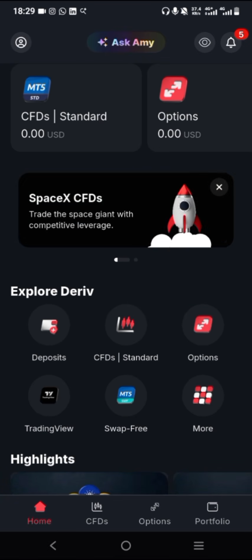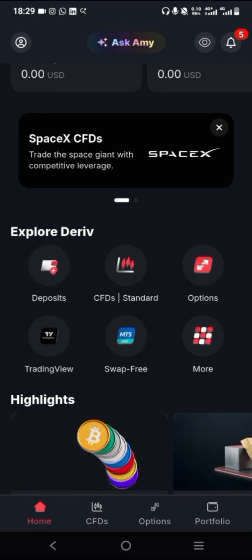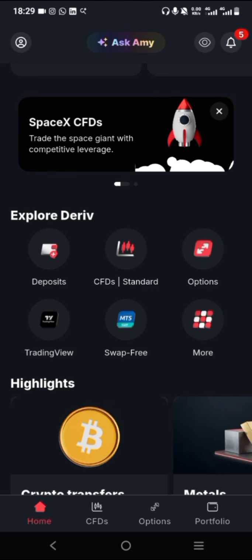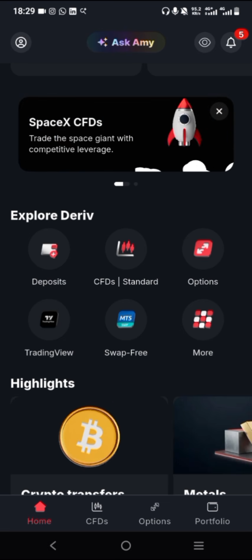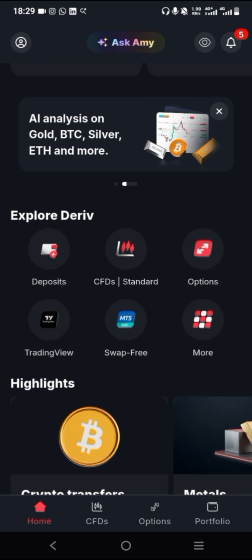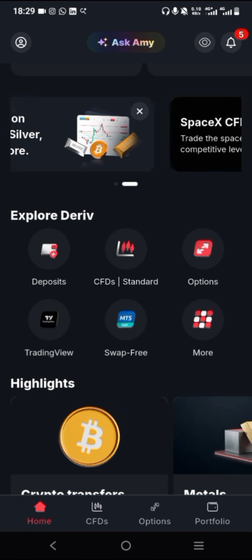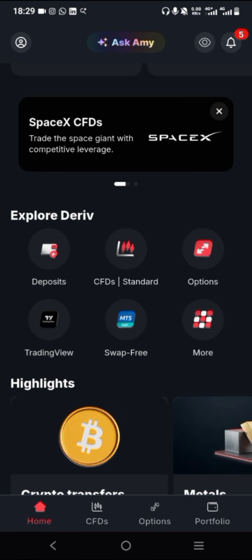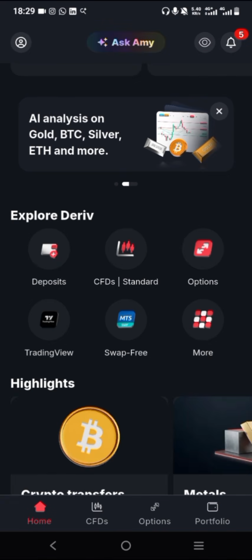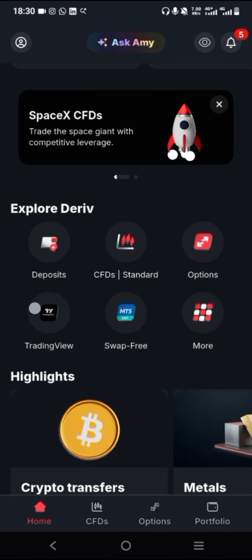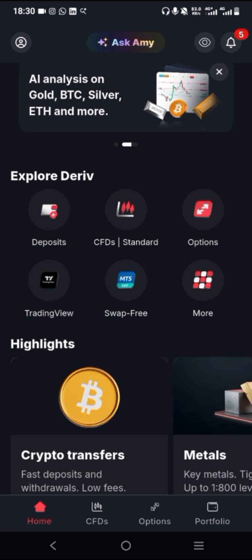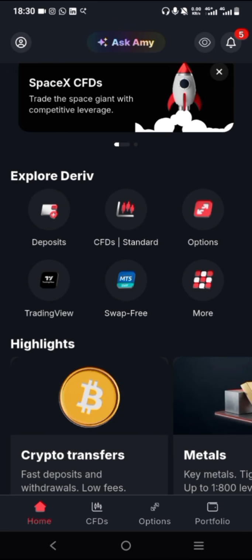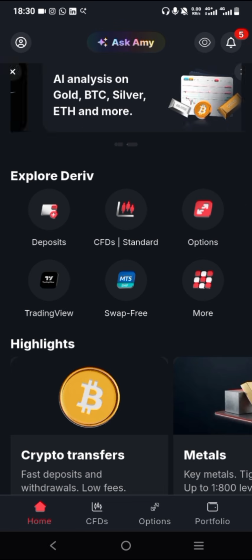Then the next thing is when we navigate up, we go to Explore Deriv. In exploring Deriv, this section allows us to see the different products and services available on Deriv. You understand? If you are a beginner, it is good to choose one product, learn how it works, practice it, and understand the risks before moving to another product. As you can see, we have our deposit, which I explained at the top of the video. We have the CFD, contracts for differences, which I have also discussed. We have our option. We have our TradingView.